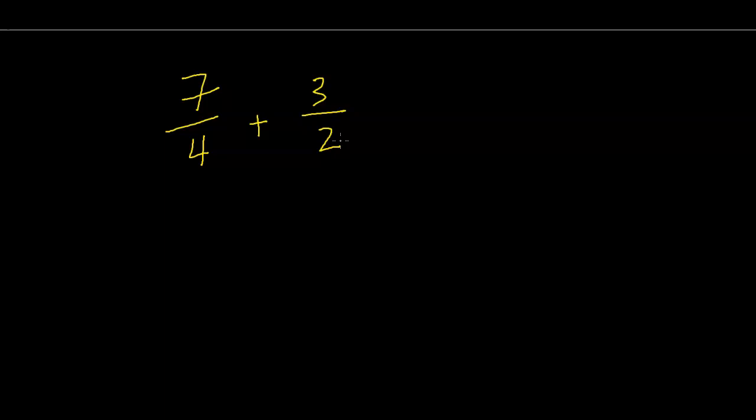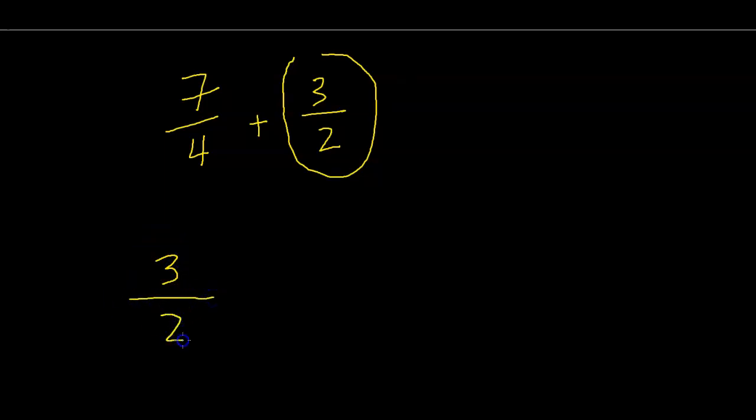So we have fourths on the left of the addition sign and halves on the right of the addition sign. So we want to convert one of these fractions so that it has the same denominator. So let's take this 3 over 2. It's actually going to be really easy to turn this into a fraction that has 4 as its denominator, right?